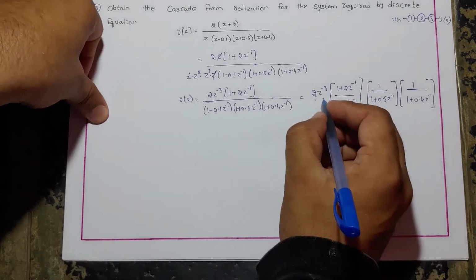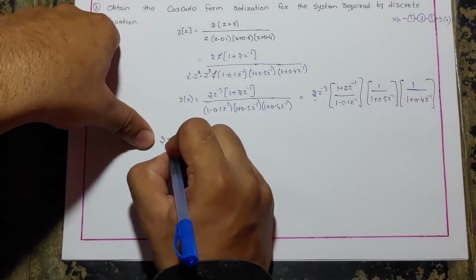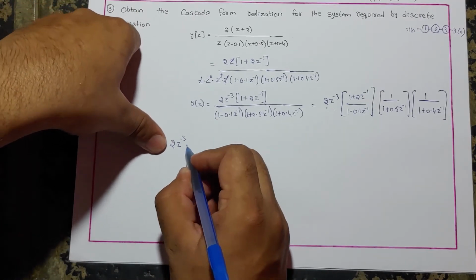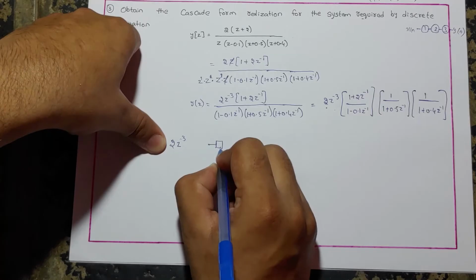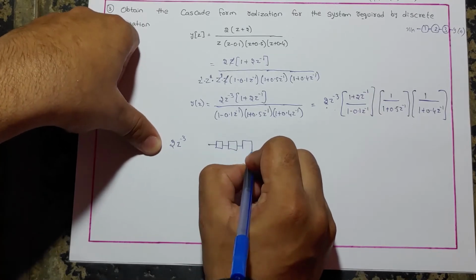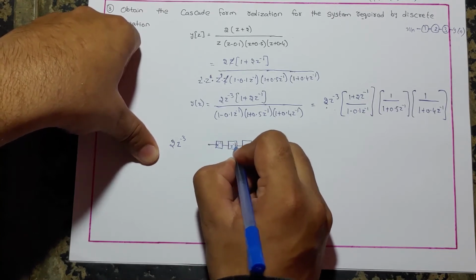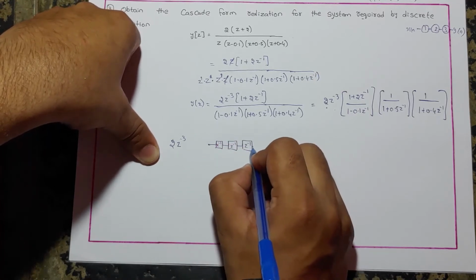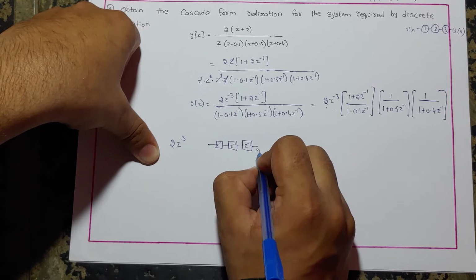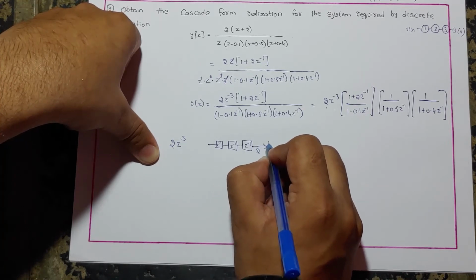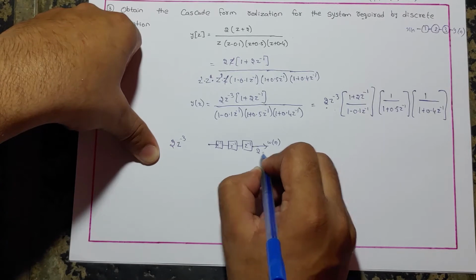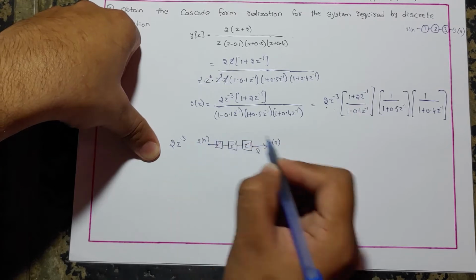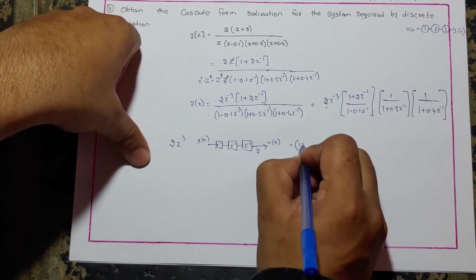Let us solve it. First, 2 z power minus 3. Let us realize it. Here there are 3 delay elements: the first delay element, second delay element and third delay element, each z power minus 1, resulting in z power minus 3. The output is multiplied by 2 and gives w of n as 2 z inverse cubed times x of n, where x of n is the input. This is equation 1.